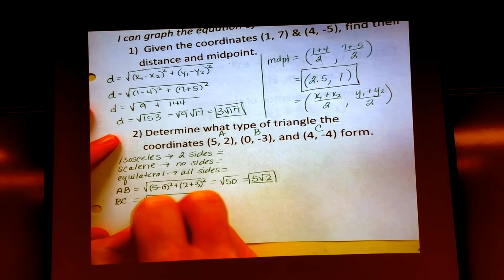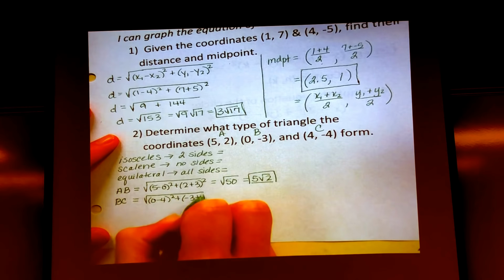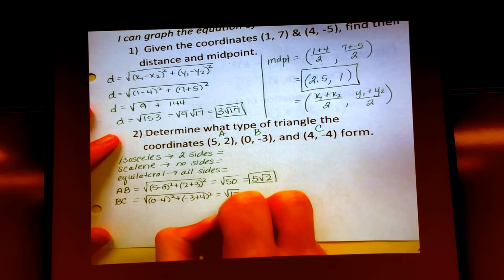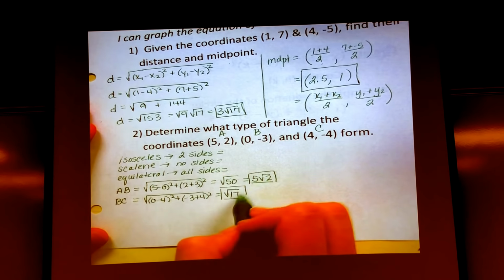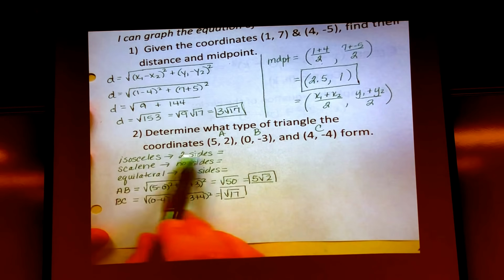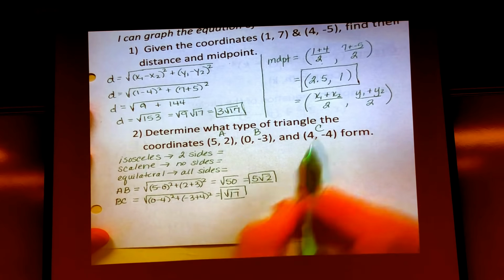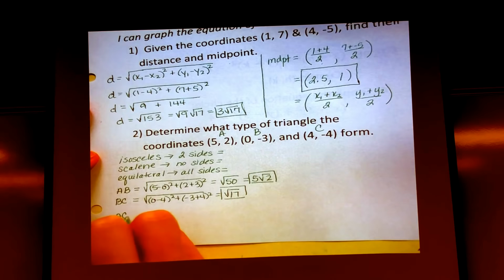So we have 0 minus 4 squared plus negative 3 plus 4 squared equals the square root of 17. That does not break down, and so far since these are different, we can rule out that it's equilateral. So now it might be isosceles because we could get another one that's the same, or it might be scalene where they're all different. So the last side that we need to try is AC.